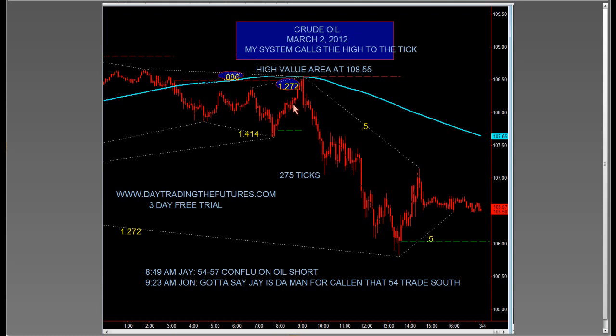How do you know to call this 15 minutes before it even comes up 20, 30, sometimes 40, 60 ticks away from a level, and call it to the exact tick, within three ticks of the exact high? The exact high was 55. I said 54 to 57 confluence short. Now, how do I know that?